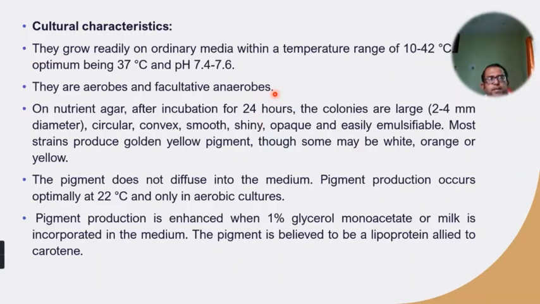Now, the next point is the cultural characteristic of this bacteria. This bacteria can easily grow on ordinary medium within a temperature range of 10 to 42 degrees Celsius, but the optimum temperature required for growth is 37. And this bacteria can grow in a pH range between 7.4 to 7.6.